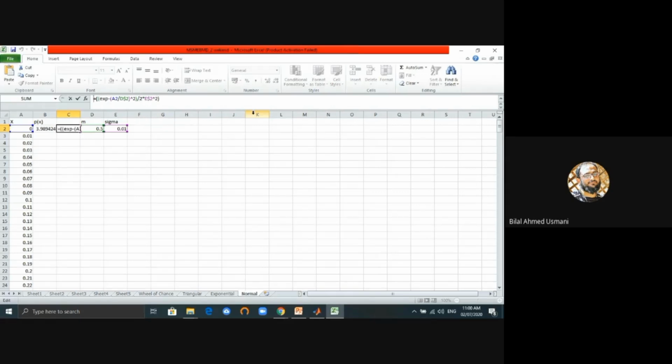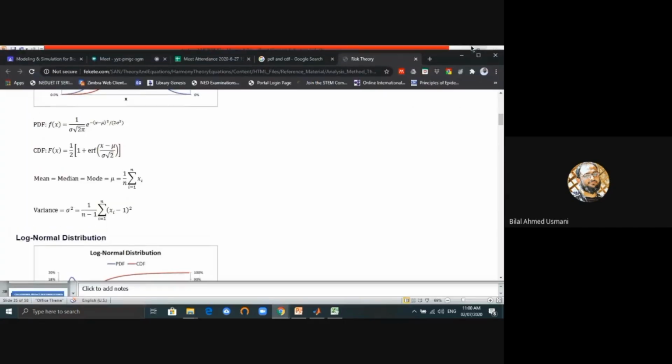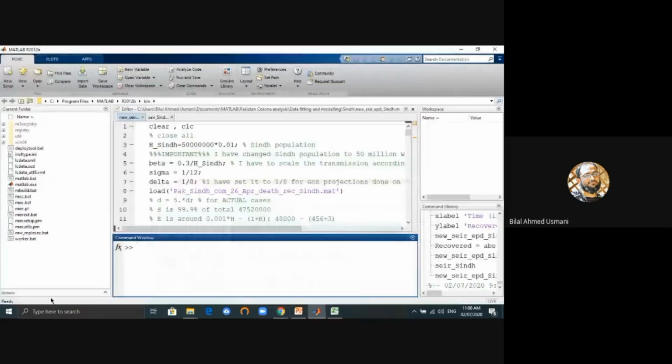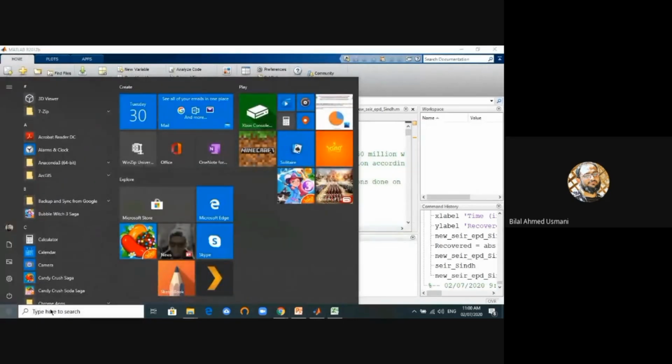Now the time is passing. I will sort it out, this is just a simple typo, and then I will send you the sheet for the wheel of chance, for the triangular distribution, the exponential distribution, and the normal distribution. It's just a typo. A very quick thing at the end, which I really want to show.